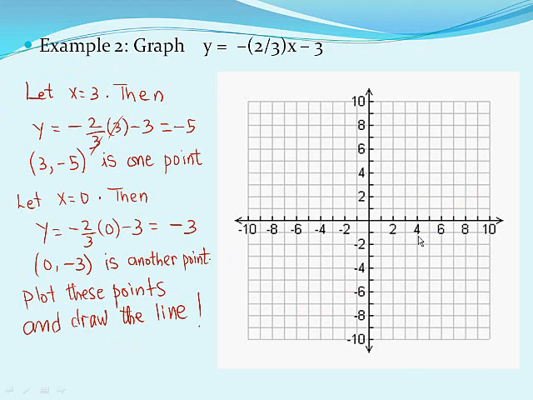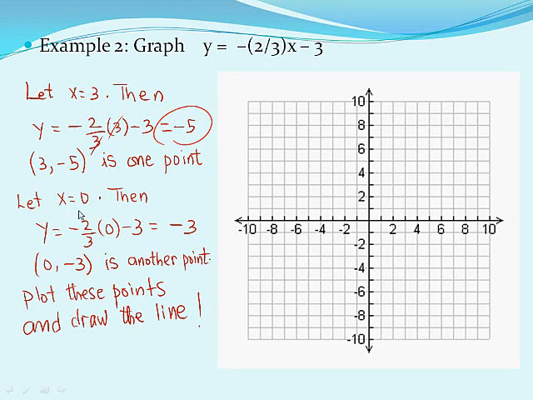Here is another example. We have y equal to negative 2 by 3x minus 3. We need to calculate 2 points. Again we are substituting x equal to 3. Then the y value is calculated as negative 5. So (3, negative 5) is a solution point.